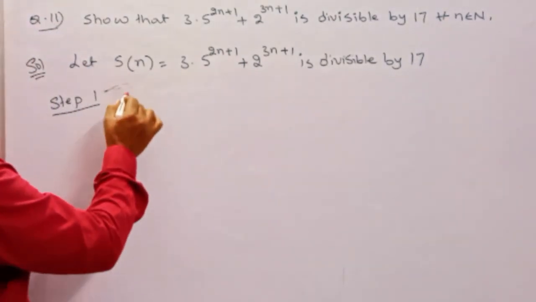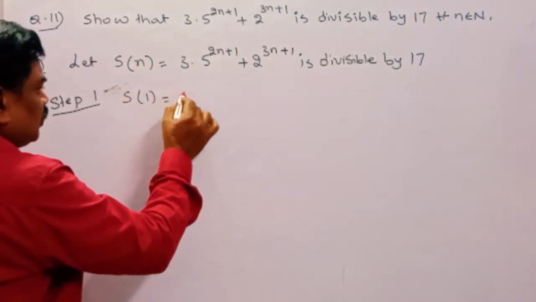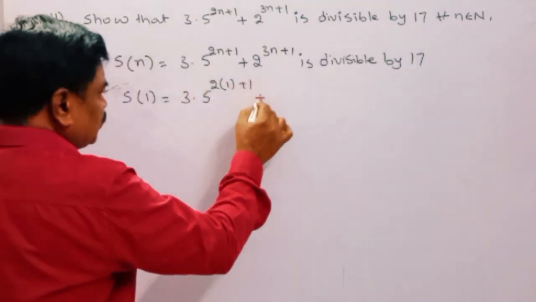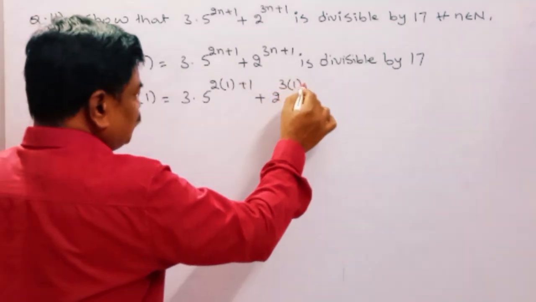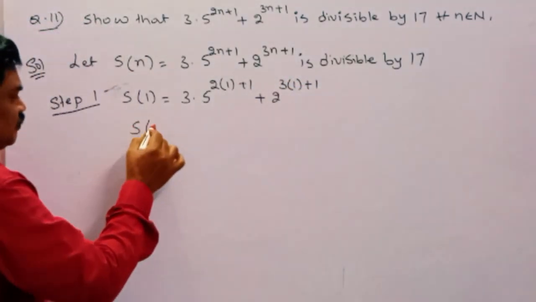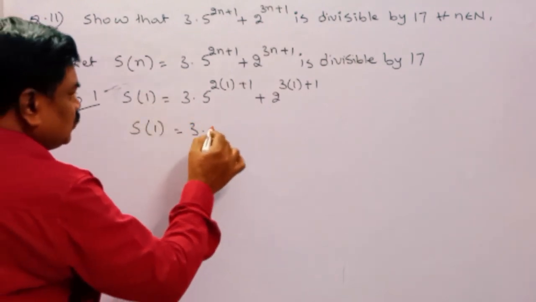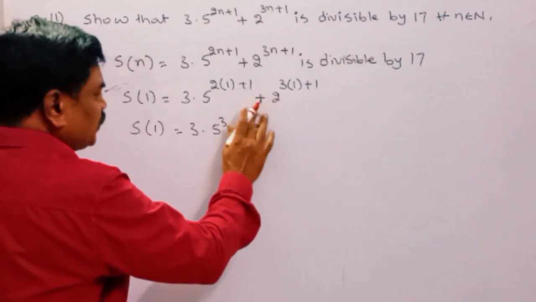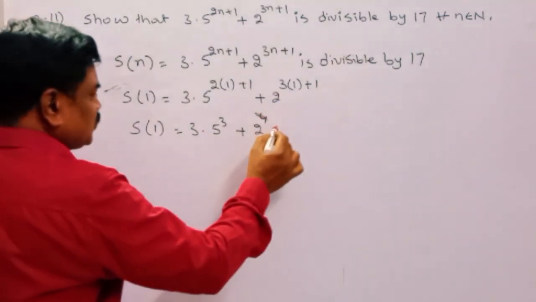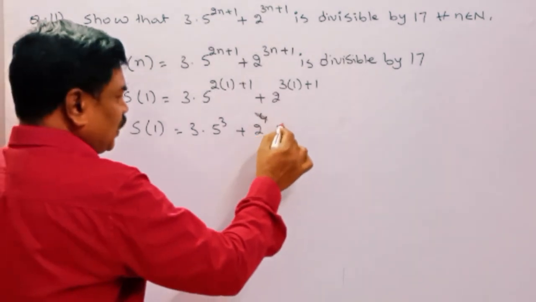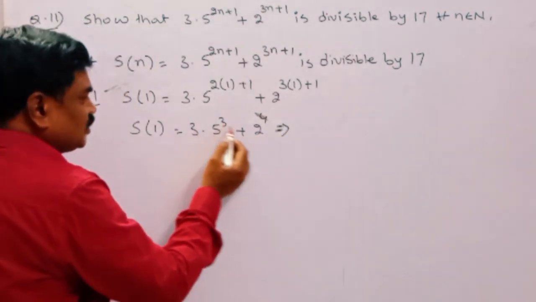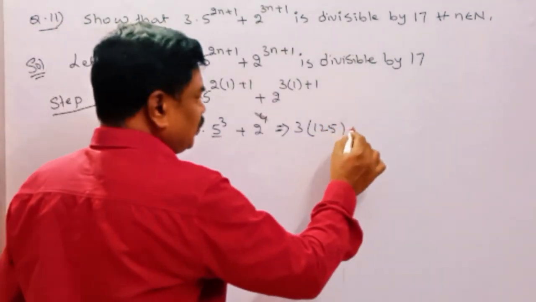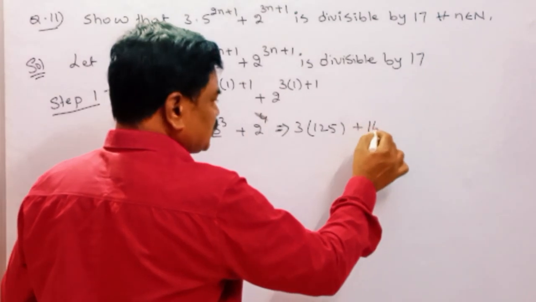Step 1. S of 1 is equal to 3 into 5 power 2 of 1 plus 1 plus 2 power 3 of 1 plus 1. S of 1 equal to 3 into 5 power 3 plus 2 power 3 plus 1, that is 4. This is 3 of 125, 5 cube is 125, plus 2 power 4 is 16.